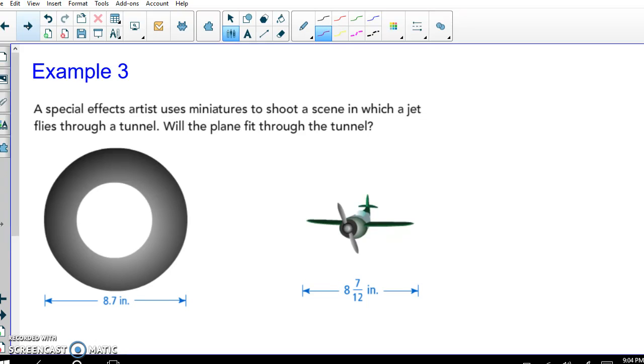So let's look at an example here that could be used in real life. If a special effects artist uses miniatures to shoot a scene in which a jet flies through a tunnel, let's use our knowledge of mixed numbers and decimal expansions to help us determine if this plane will actually fit through the tunnel. So as we examine this, one thing I want to point out is that this picture appears that the outer diameter of this circle is 8 7/10 inches.